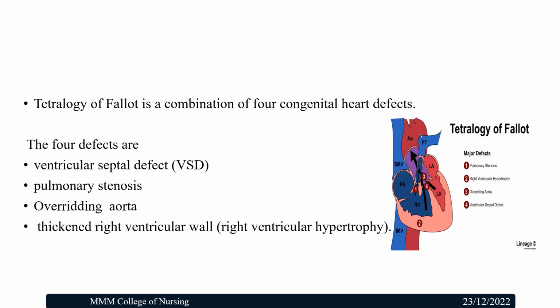You can see in this picture, the first one is the ventricular septal defect, that is the abnormal opening between the right and the left ventricles. And coming to the pulmonary stenosis, the pulmonary valve is being stenosed, and next is the aorta has been overridden and the right ventricle is being thickened, that is hypertrophy of the right ventricle. So in tetralogy of Fallot you have the combination of all these four defects.